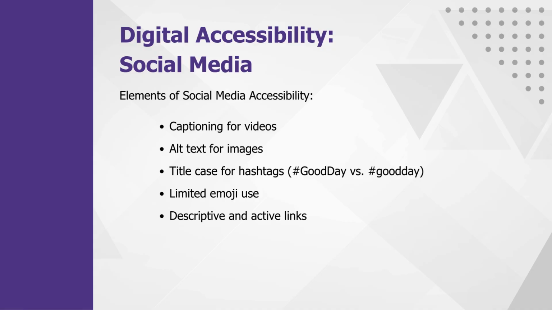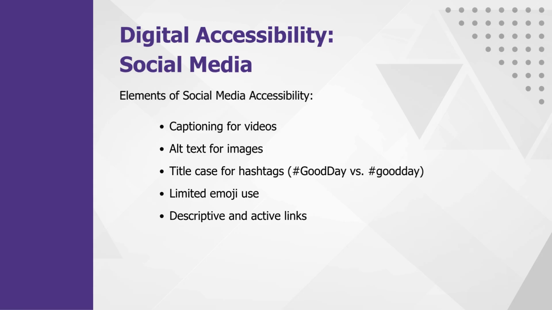The next category of digital content is social media posts. Social media posts follow many similar guidelines to sites and documents, such as requiring video captions and alt text for images. Social media also has some unique features that require unique accessibility elements. For example, any hashtags used should be written in title case with the first letter of each word capitalized so that they can be read by a screen reader.